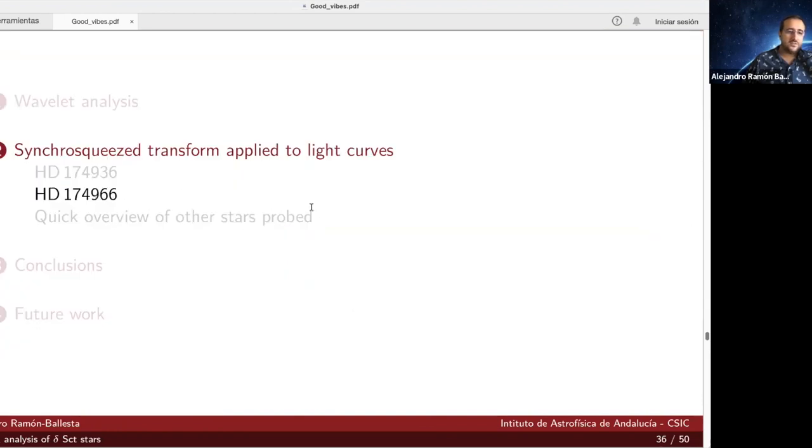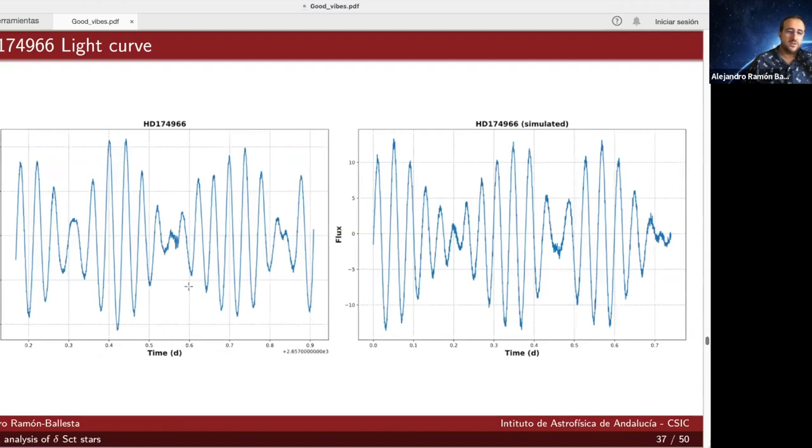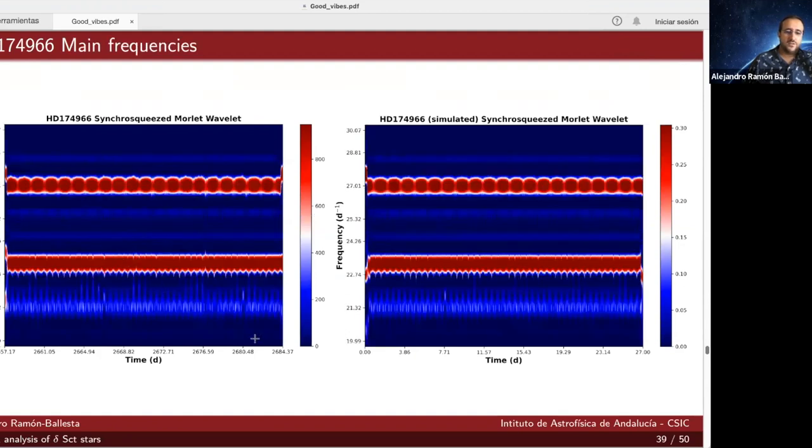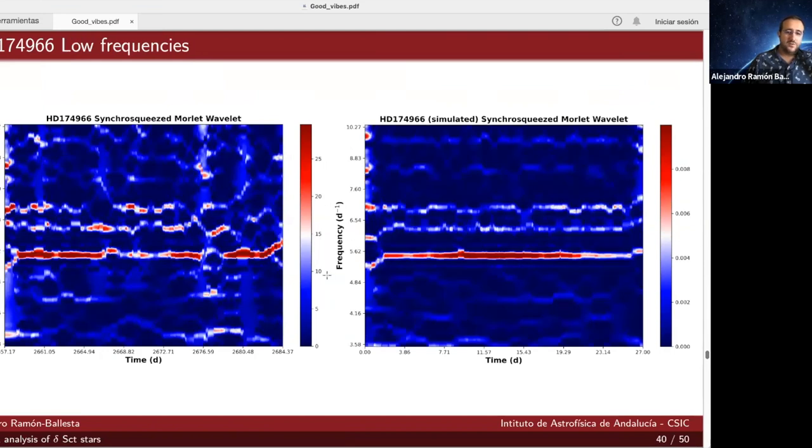Then in 966, we have done the same analysis. Again, we have the actual light curve and the synthetic curve. The overall plot looks quite the same in the light curve and in the synthetic. If we take a look at the main frequencies, they look almost the same. So the analysis, we think, is good. And again, in the low frequencies part, there is a frequency that is very stable in the synthetic part, which is what we should expect. But in the light curve, there is a modulation, and the frequency disappears a couple of times.